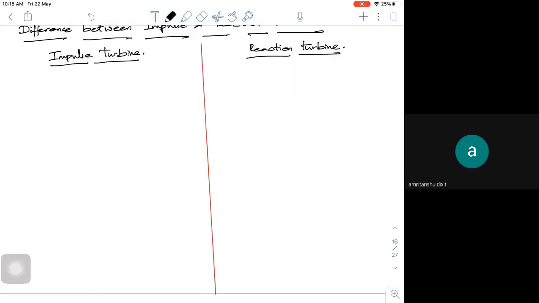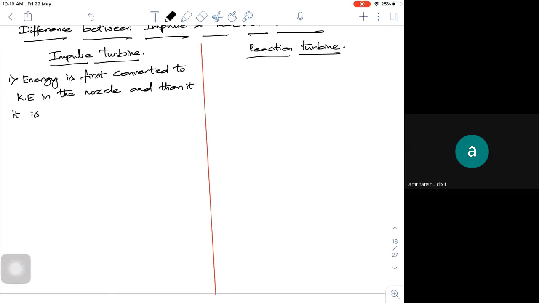Here we look at the kinetic energy. In an impulse turbine, the entire available energy is first converted into kinetic energy in the nozzle, and then it is expanded.